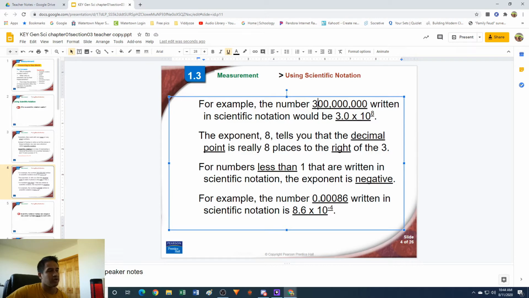So here's an example, 0.00086. We want the decimal between the 8 and the 6, because we want it as, remember, number, decimal, number. And how many places do we have to move it to get it there? Well, the decimal's starting here, and we have to move it 1, 2, 3, 4 places. So the scientific notation would be 8.6 times 10, and now it's going to be to the negative 4th instead of positive 4th because the number was less than 1. Okay, so that takes a little bit of practice, but with enough practice, it's really not too difficult to get.